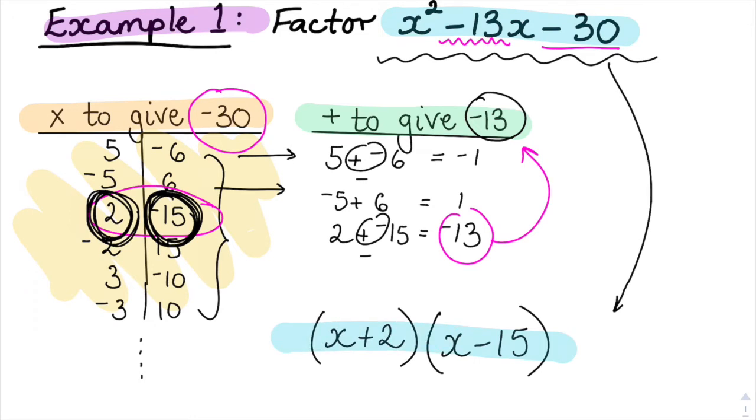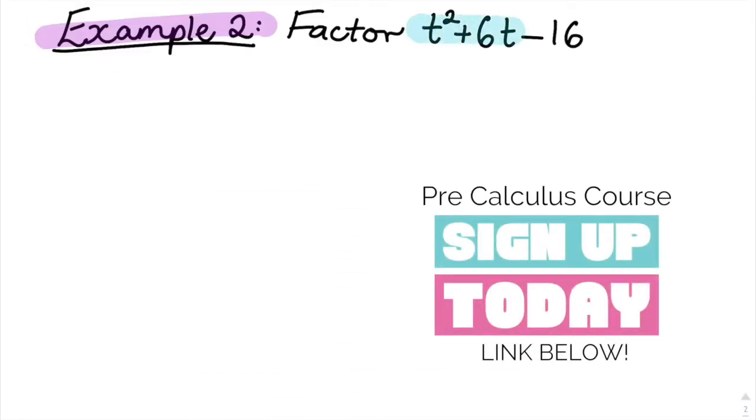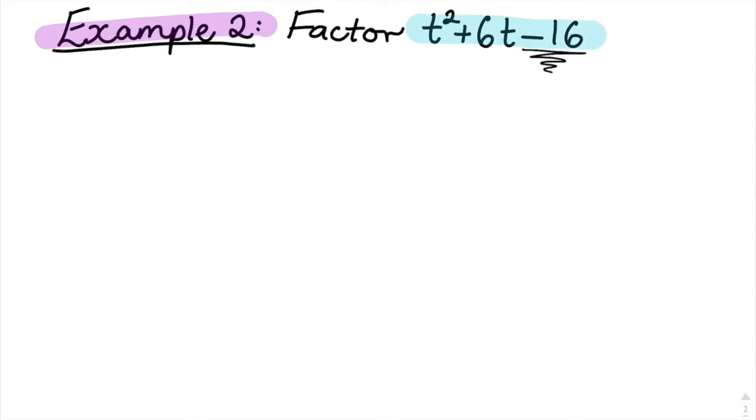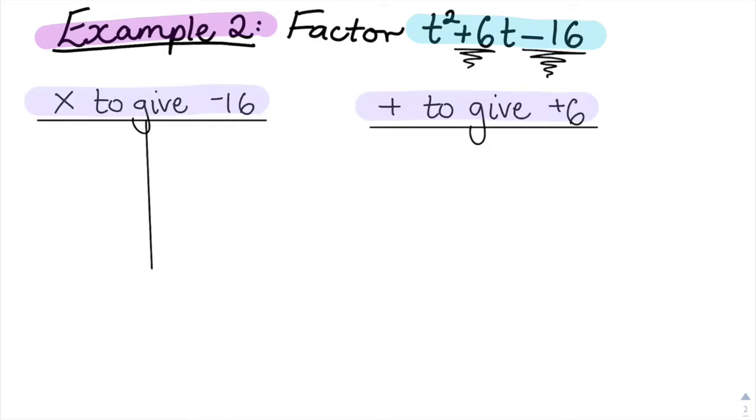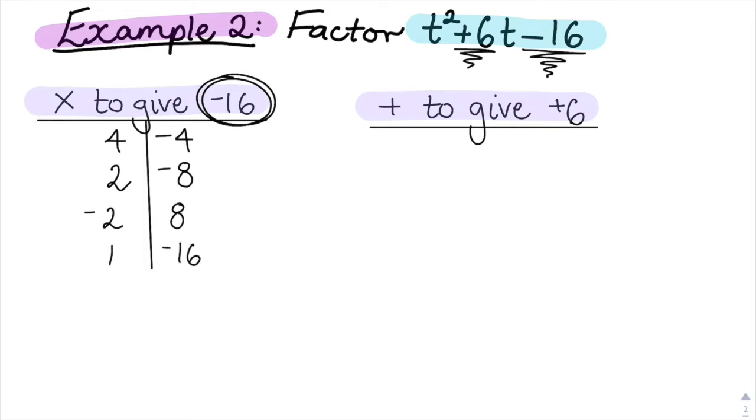On to example 2. In this example, we are being asked to factor this expression. Again, what we need to do is find two numbers that multiply together to give this third term, negative 16, and add together to give us positive 6. So let me set those tables up for us again. Let's start with the factors of negative 16. So we know that 4 times negative 4 will give us negative 16, as will 2 and negative 8, or negative 2 and positive 8. 1 and negative 16 are also factors, as are negative 1 and positive 16.